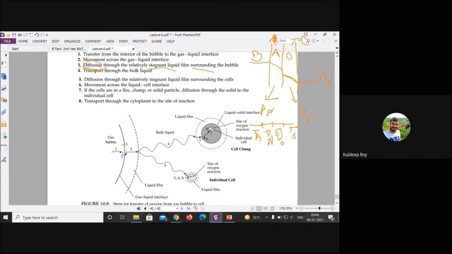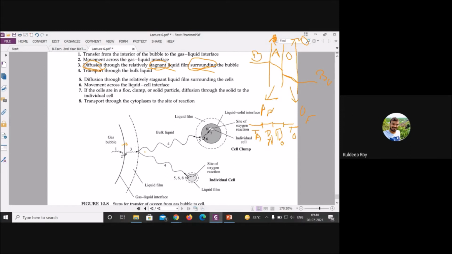One is diffusion, stagnant fluid, because we have already claimed in film theory that this particular region will be stagnant, and in the surroundings there will be turbulence. Due to turbulence, mass transfer will occur, but diffusion will occur at the film interface. Now you can see it is related to your film theory.